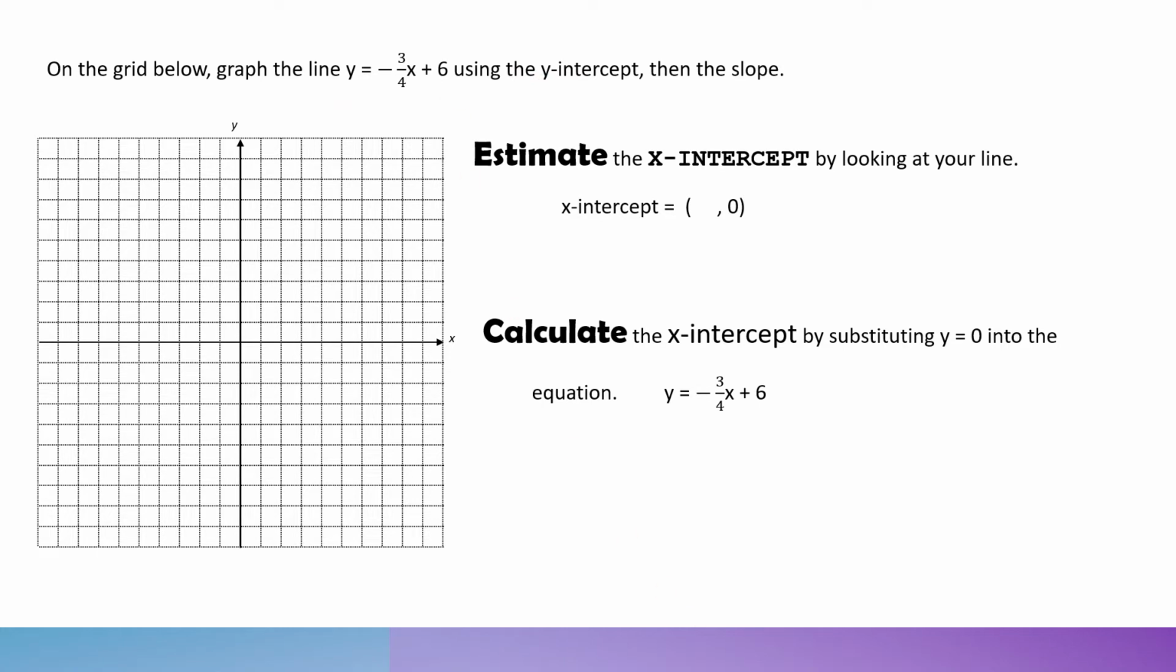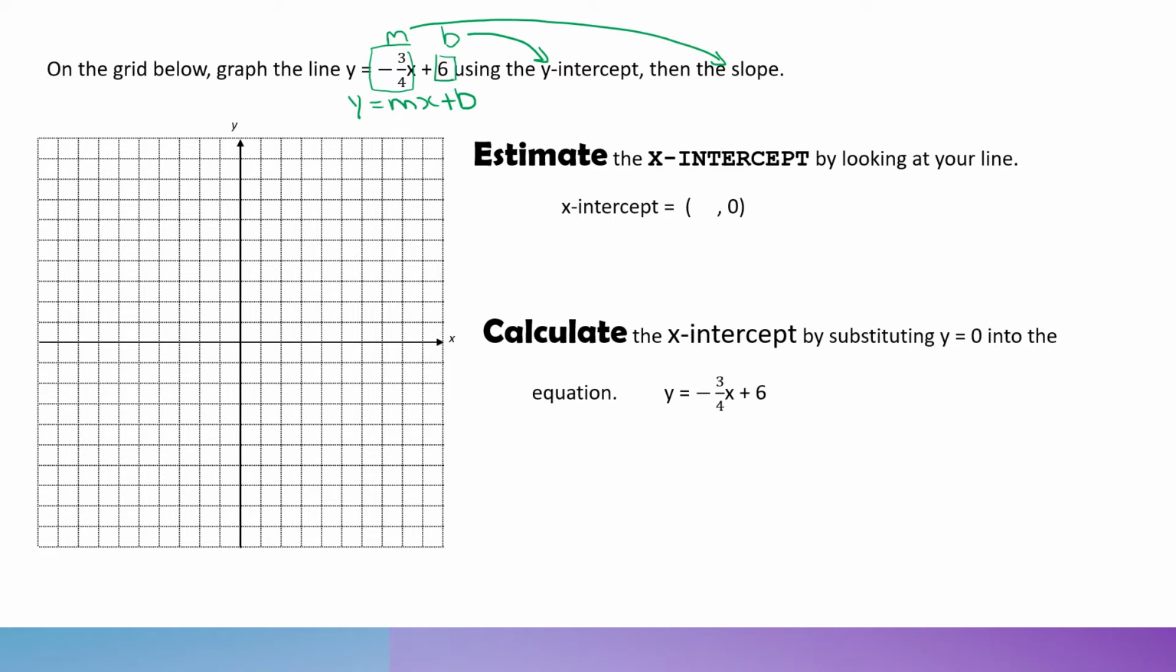So this goes back to us remembering that the slope y-intercept form of a line is y equals mx plus b, and recognizing what is m and what is b. So -3/4 is m and 6 is b. And remember, b stands for y-intercept and m stands for slope.